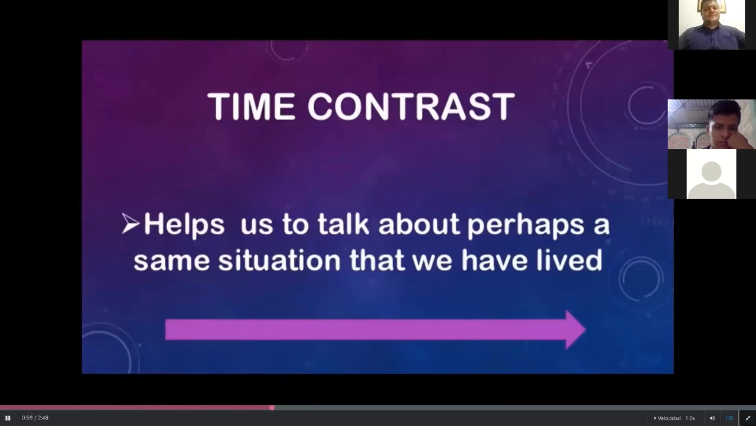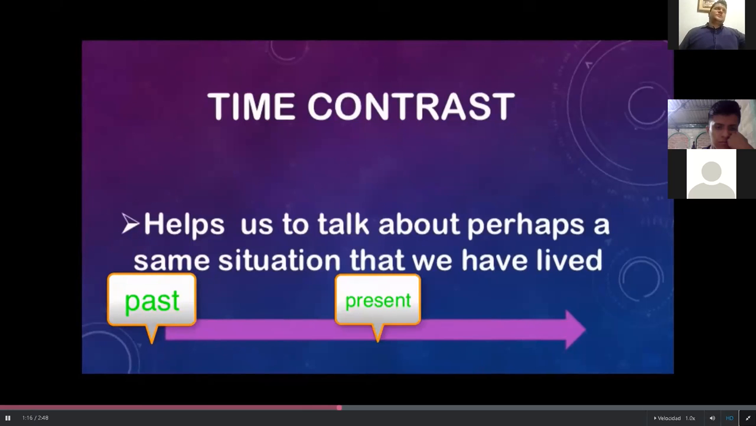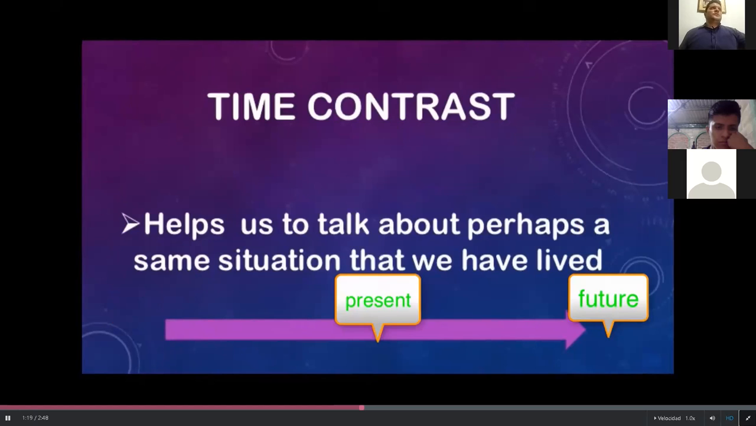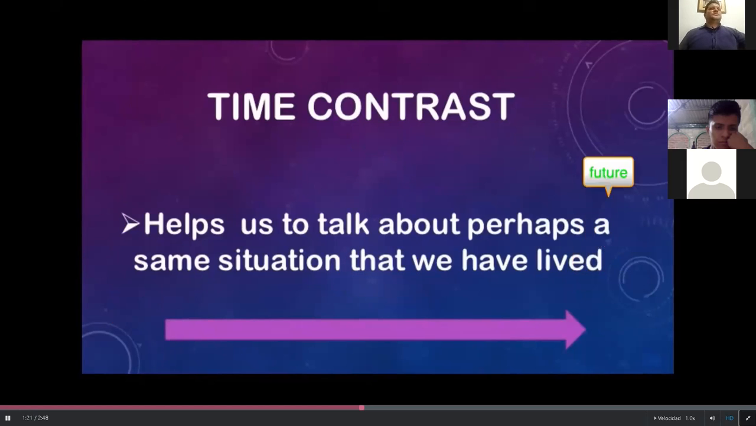We noticed you wrote some expressions related to past, present, and future. Well done. Now let's talk a bit about time contrast. This helps us to talk about perhaps the same situation that we have lived over the years, and we want to make reference since it happened, taking it to our present and imagining it in a future. The trick here is for us to use verbs properly in the right tense along with time expressions.